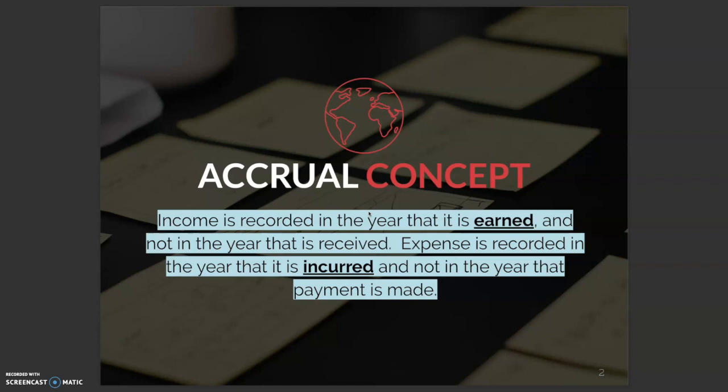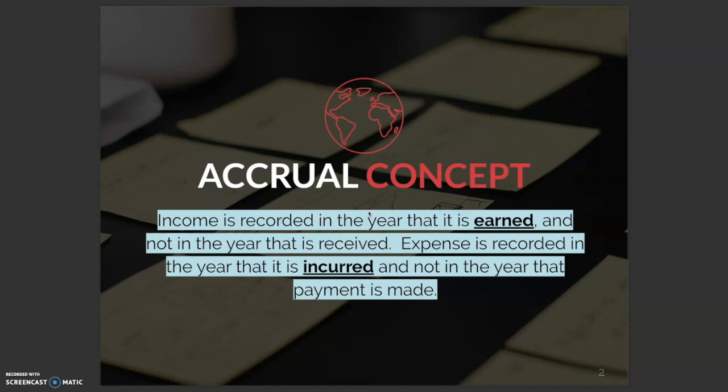Okay, so what is the meaning of income earned? Income earned means that service has been done on our part. That means we no longer owe any service. Okay, so we may receive more money or less money than we deserve, but what we are really recording here is the amount of income that we have earned through providing the service completely.